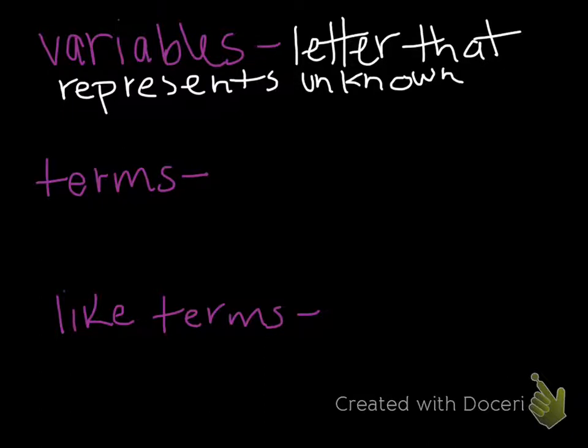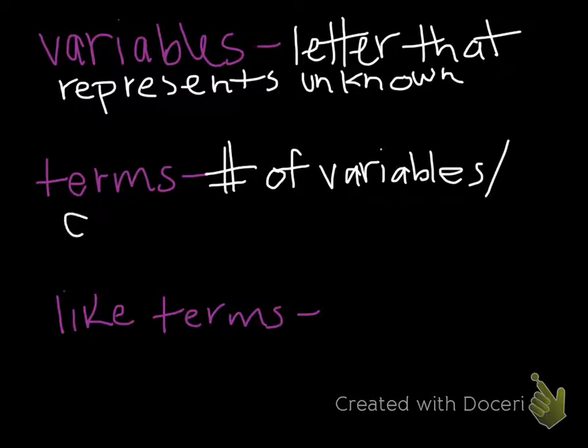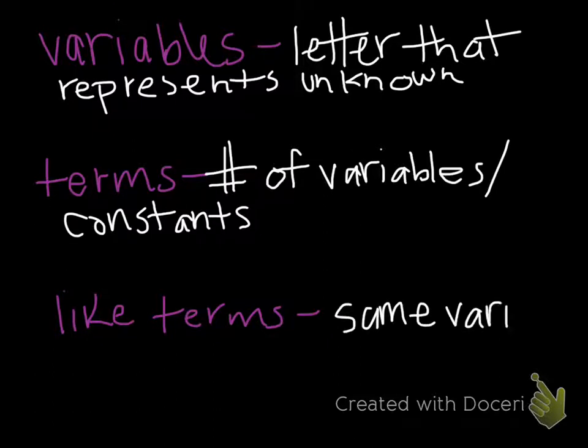Then we're going to talk about terms. So terms are the number of variables or constants that you see. Your constants are numbers without variables. So if, for example, it says x plus 5, 5 would be the constant. In order for terms to be considered like terms, it has to be the same variable and it has to have the same exponent.